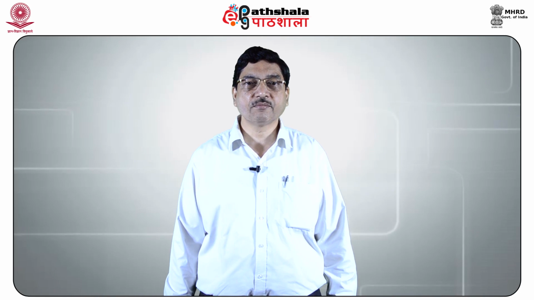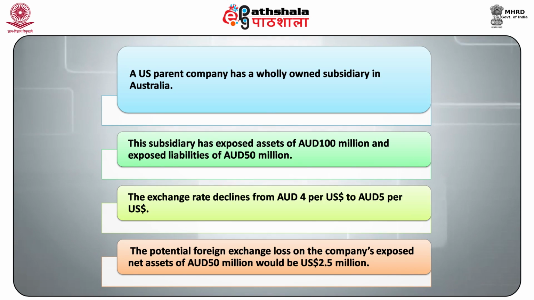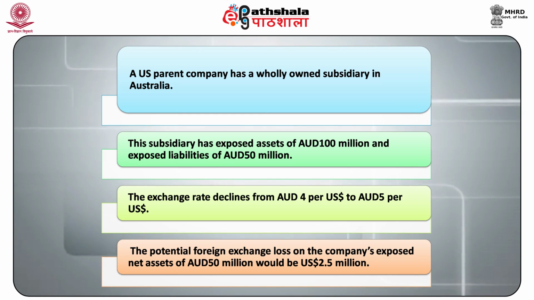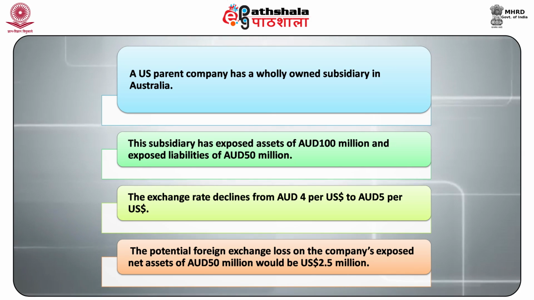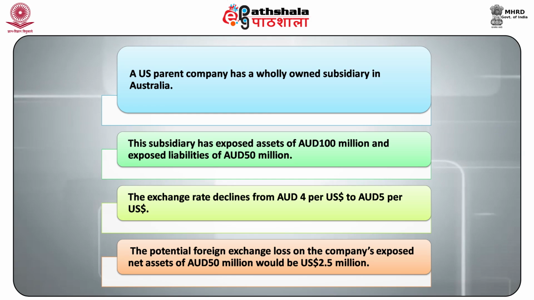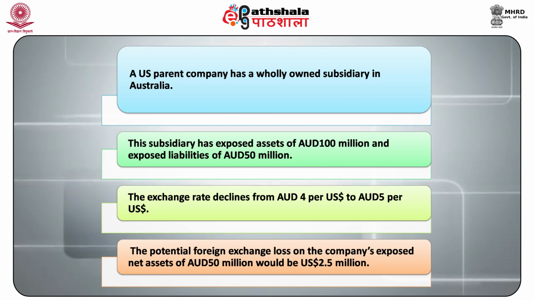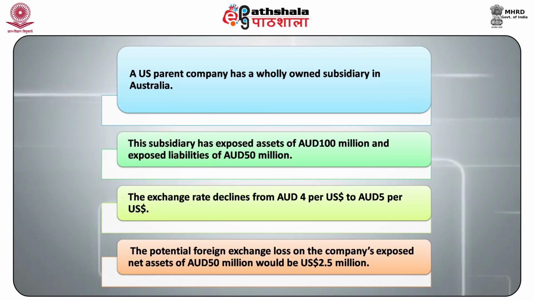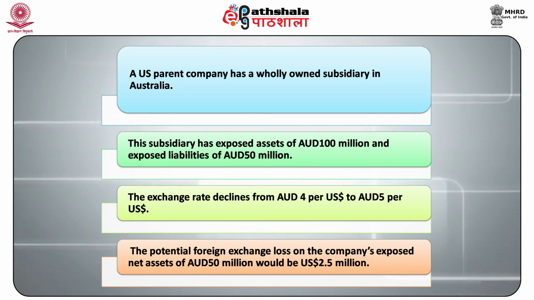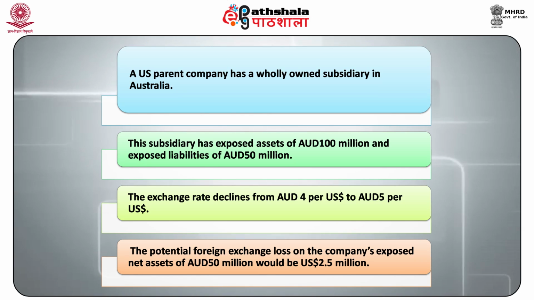For example, a US parent company has a wholly owned subsidiary in Australia. This subsidiary has exposed assets of Australian dollar 100 million and exposed liabilities of Australian dollar 50 million. The exchange rate declines from Australian dollar 4 per US dollar to Australian dollar 5 per US dollar. The potential foreign exchange loss on the company's exposed net assets of Australian $50 million would be US $2.5 million.